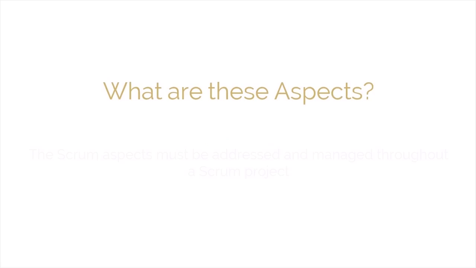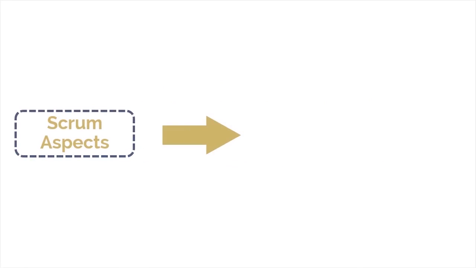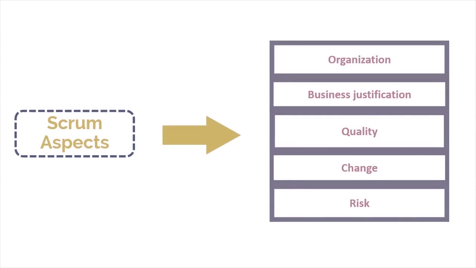Previously, we saw the key principles of Scrum in detail. This module will introduce you to the various aspects of Scrum, which must all be addressed and managed through a Scrum project. The 5 Scrum aspects that we will discuss in this module are organization, business justification, quality, change, and risk. In the SBOK guide, all 5 Scrum aspects are presented in chapters 3 through 7.